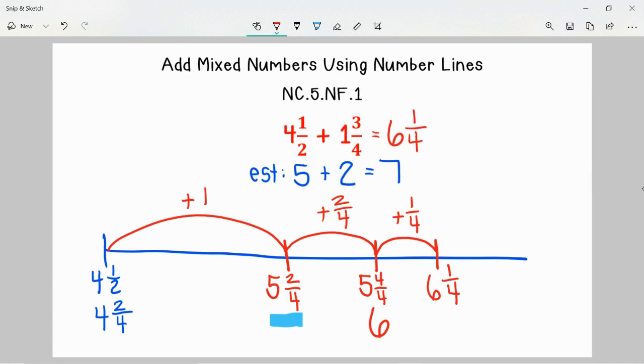I know this answer is reasonable because when we estimated, we said that we knew our answer would be close to 7, and 6 1/4 is close to 7. We also noted when we estimated that our answer would be close to 7, but a little bit less than it due to how we rounded the numbers we were working with, which makes 6 1/4 very reasonable. And so this is one way you can use number lines to add mixed numbers.